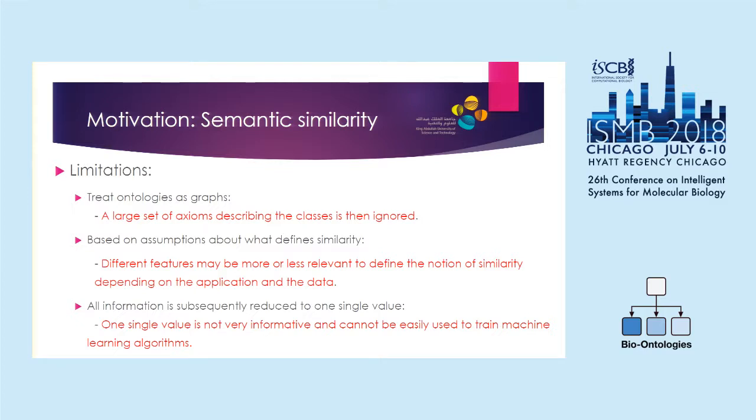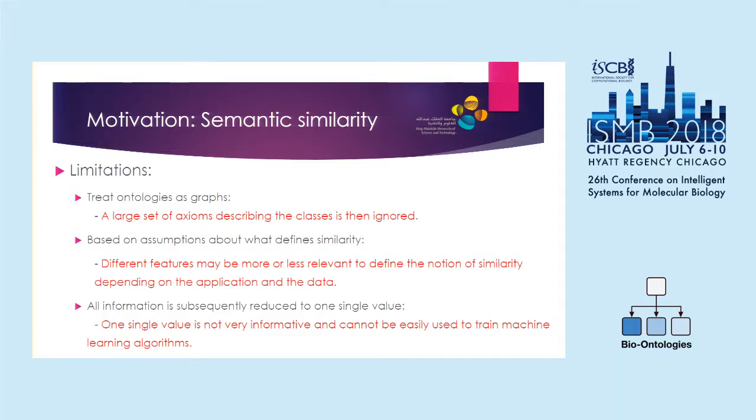However, semantic similarity measures have a number of limitations, and I would like to discuss three main limitations which have motivated our work. The first limitation is that semantic similarity measures treat ontologies as graphs. And as we said, when you treat an ontology as a graph, then there is a large set of axioms which is ignored, and these axioms may encode information which is important and that we want to use.